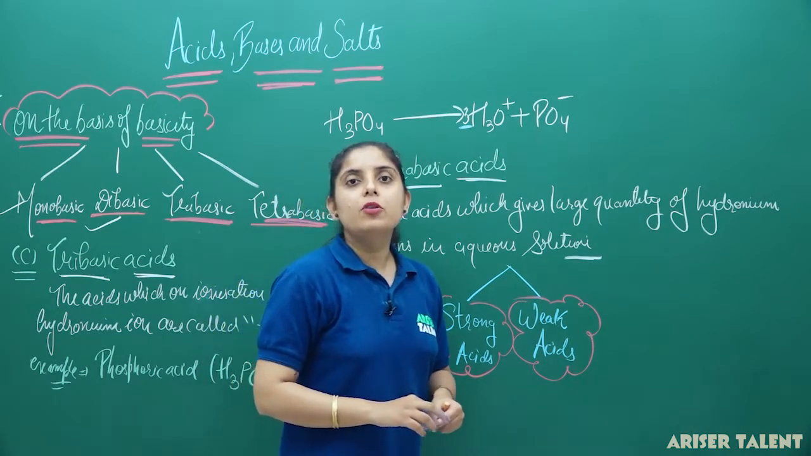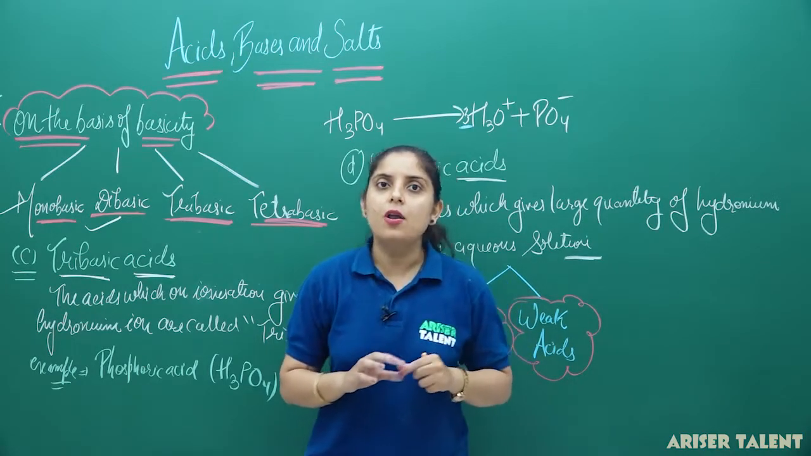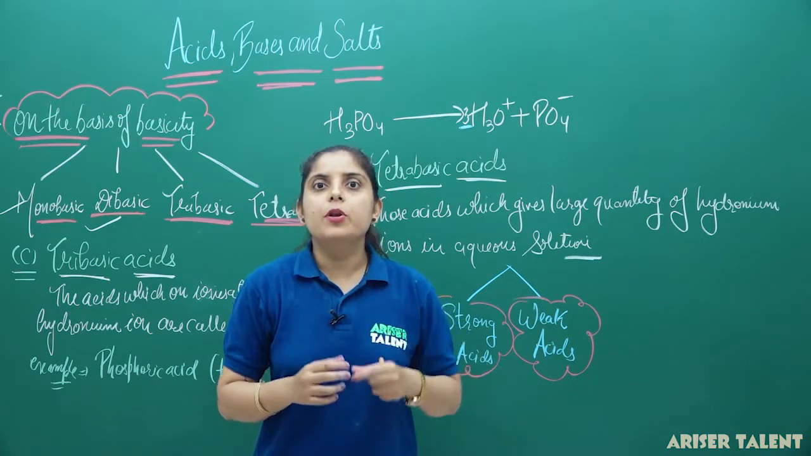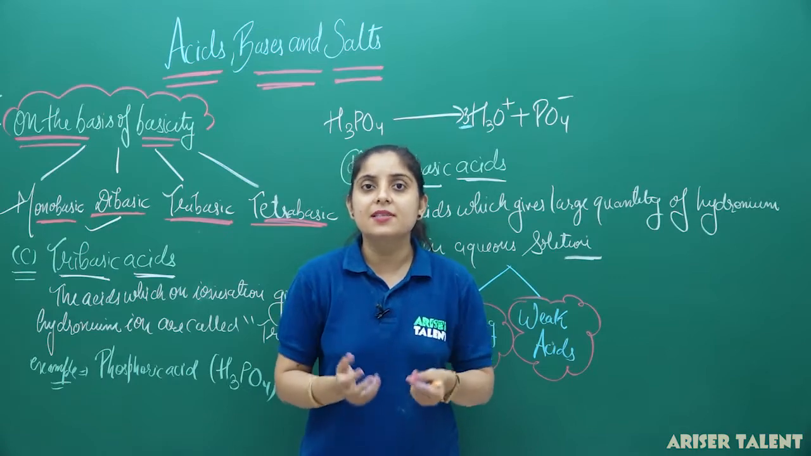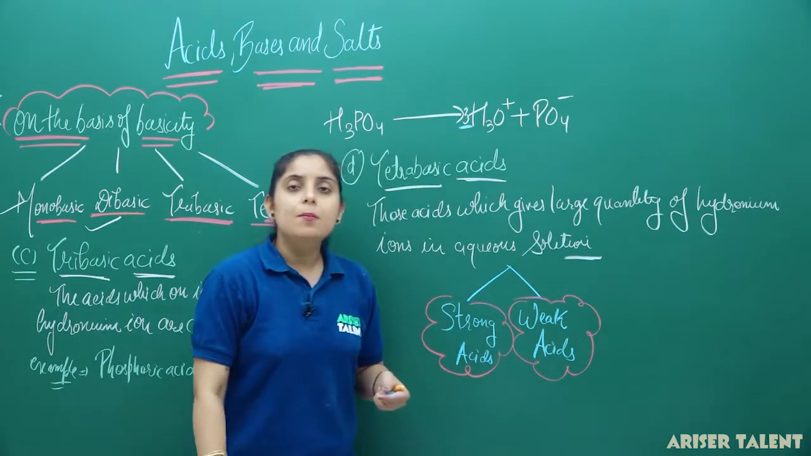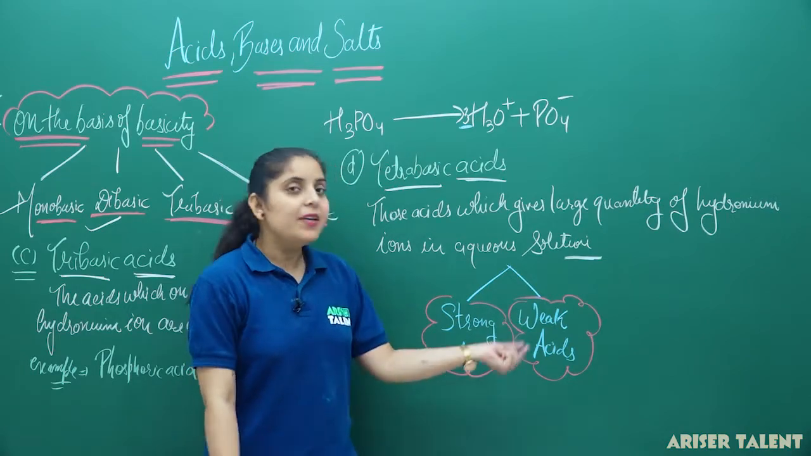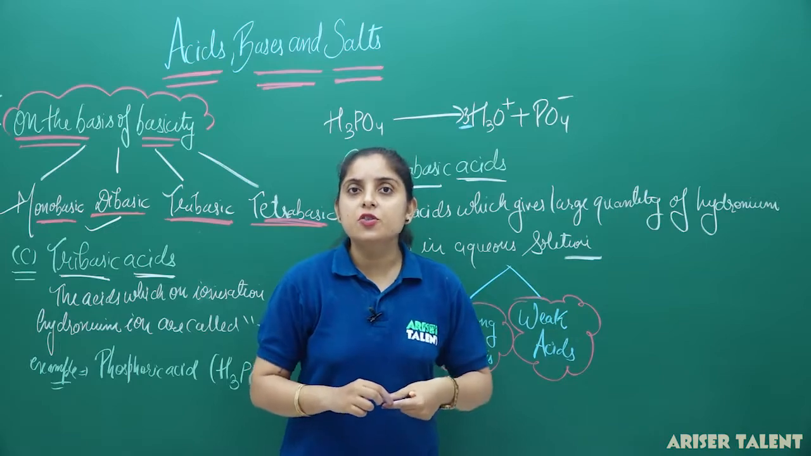Suppose I am talking about the mineral acids like HCl, H2SO4 and HNO3. These all are strong acids. That's why precautionary measures in the laboratory always tell you not to touch these acids, because as they are strong acids, they can burn your skin whenever they fall on it. Weak acids are those in which complete ionization is not possible.